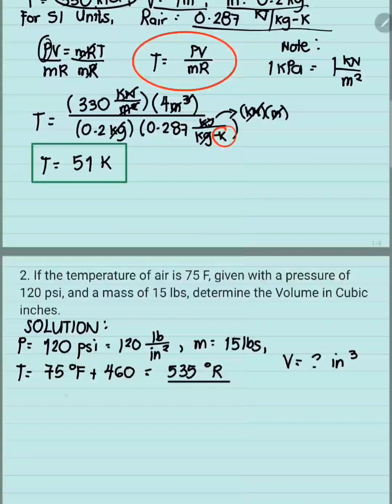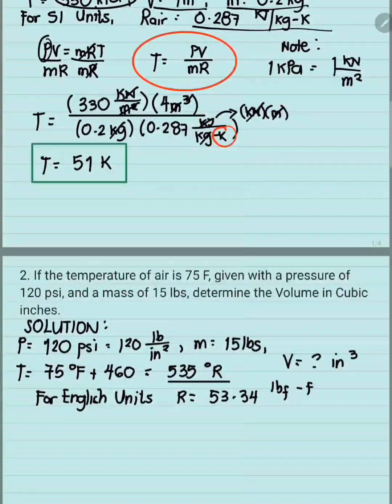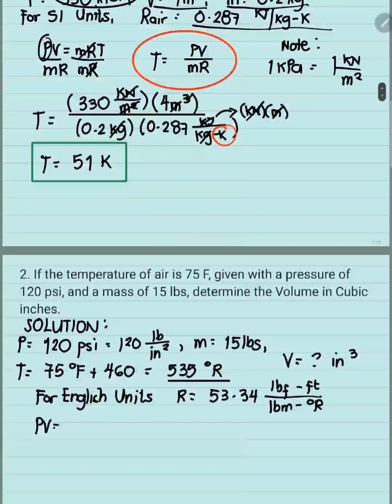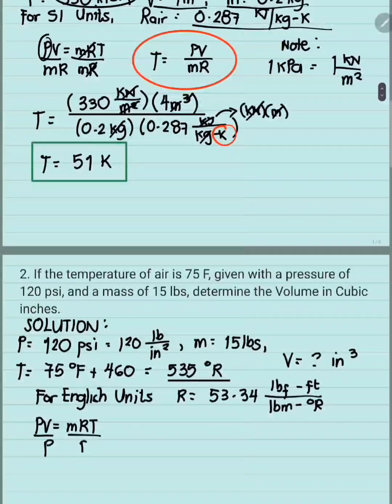And since this is in English units, the value of our R is equal to 53.34 pound force feet over pound mass Rankine. And we are complete with the values. We can utilize the ideal gas equation, which is PV equals mRT. We can divide both sides by P, so we can get the volume, wherein V equals mRT over P.